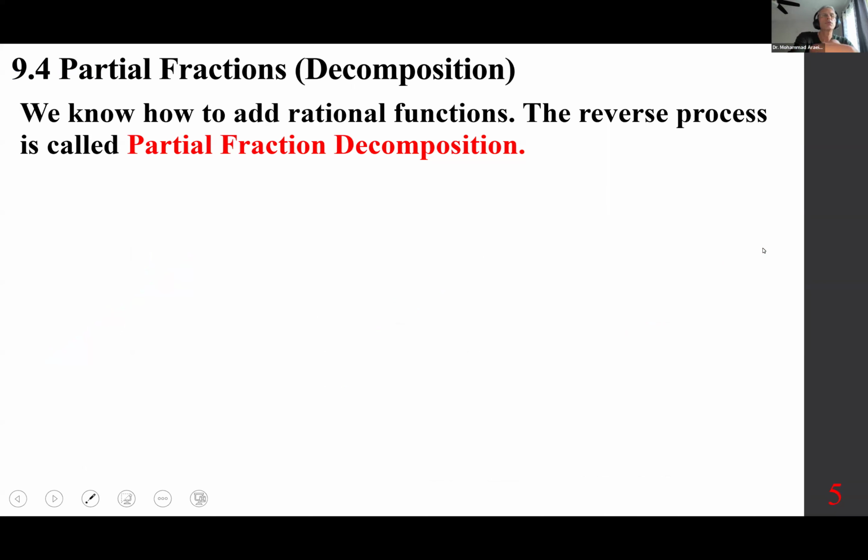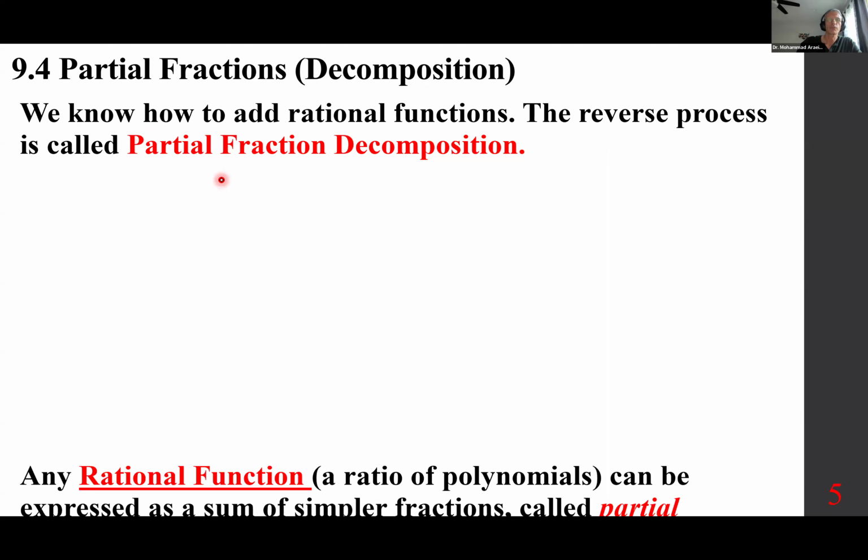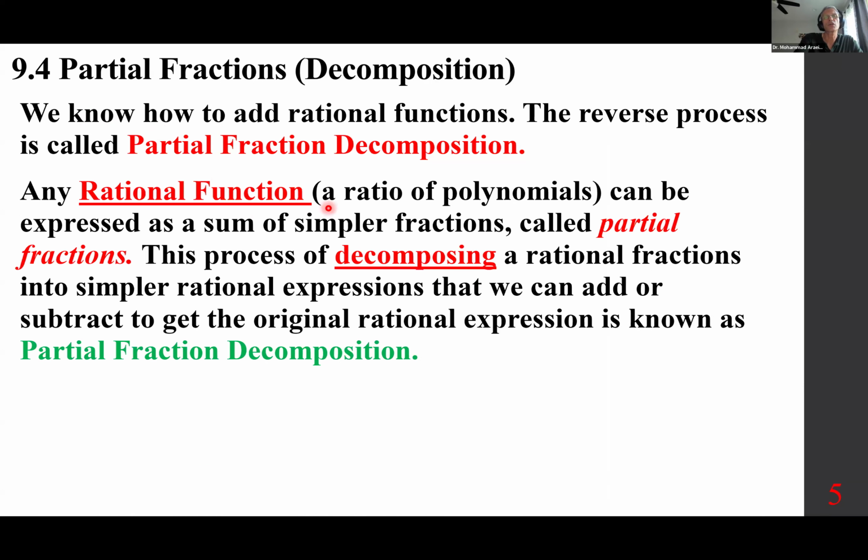And now section 9.4, partial fraction decomposition. We know how to add rational functions. The reverse process is called partial fraction decomposition. Any rational function, a ratio of polynomials, remember the definition of a rational function, can be expressed as a sum of simpler fractions called partial fractions.